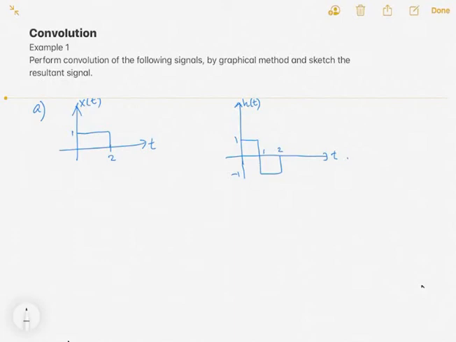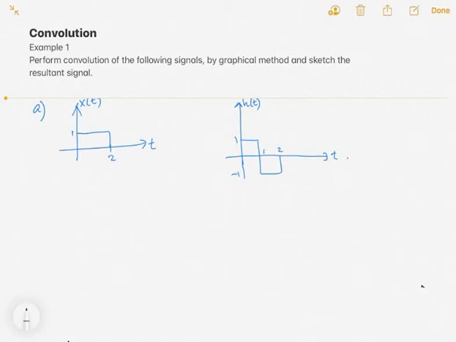Today I would like to share with you some examples on convolution, how to solve it by using the graphical method. Okay, now let's look at the example. Perform the convolution of these signals, x(t) and h(t), by the graphical method and sketch the resultant signal. So you need to sketch the signal at the end. Alright, so how to solve this kind of question?